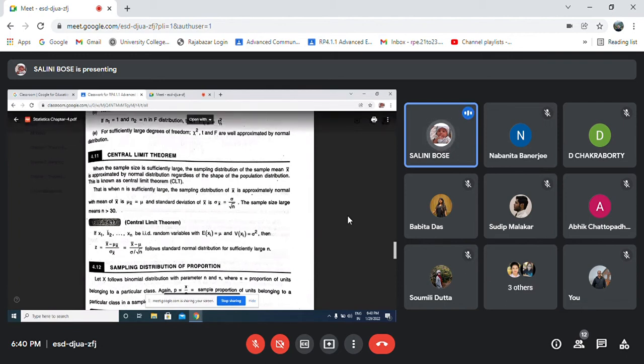If x1, x2 up to xn are random variables with expected value of sample mean mu and expected value of sample variance sigma square, then z will be x bar minus mu, where the standard deviation of x bar is sigma by root over n. So (x bar minus mu) by (sigma by root over n) follows the standard normal distribution for sufficiently large n.